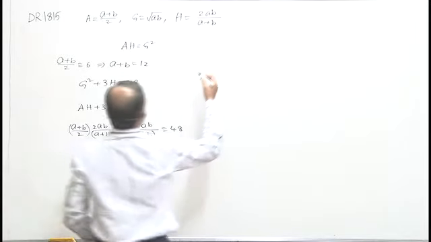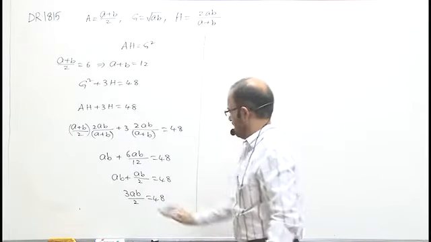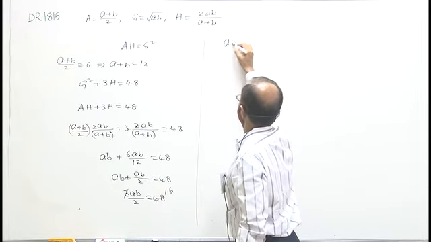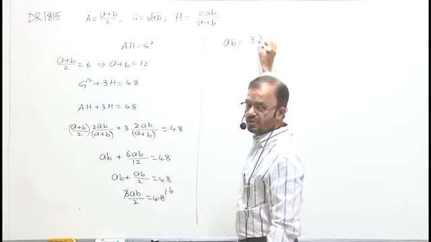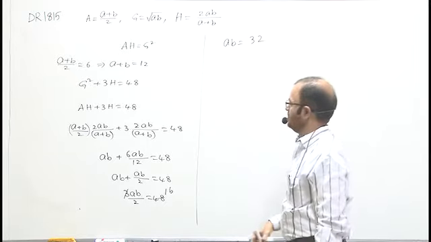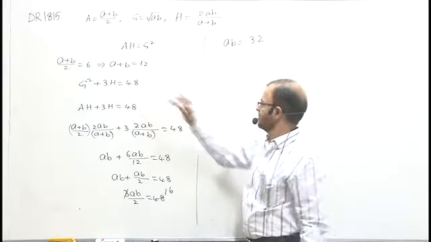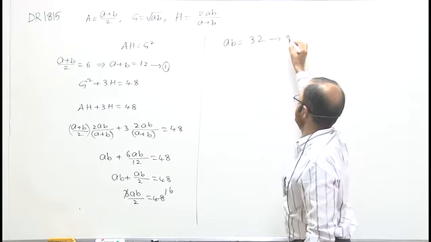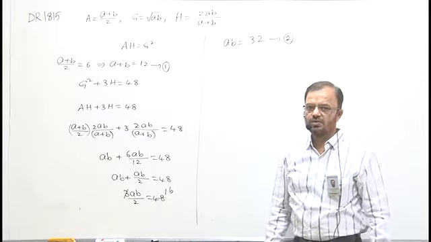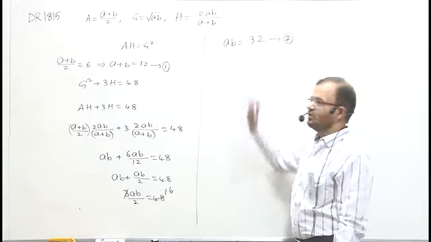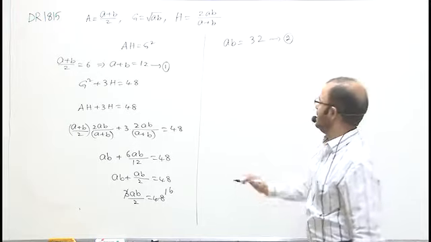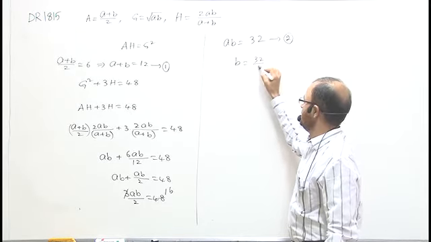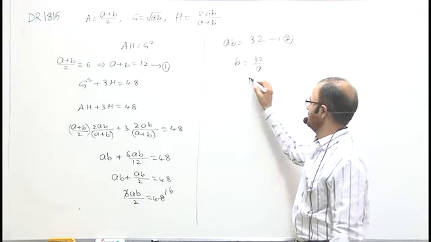Now I simplify here, AB is equal to 32. Now I have to solve these two equations. So if I write, this is the equation 1 and this is the equation 2. Sum of two numbers is 12, product of numbers is 32. I can say that from the product of numbers, B is equal to 32 by A. I substitute in 1.